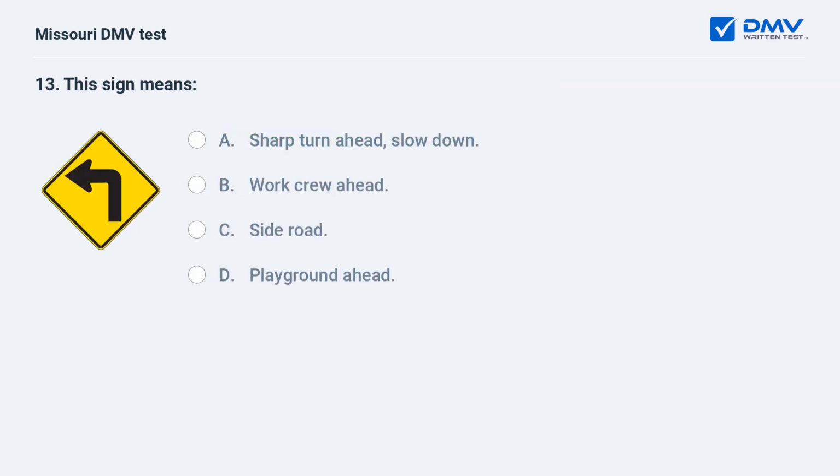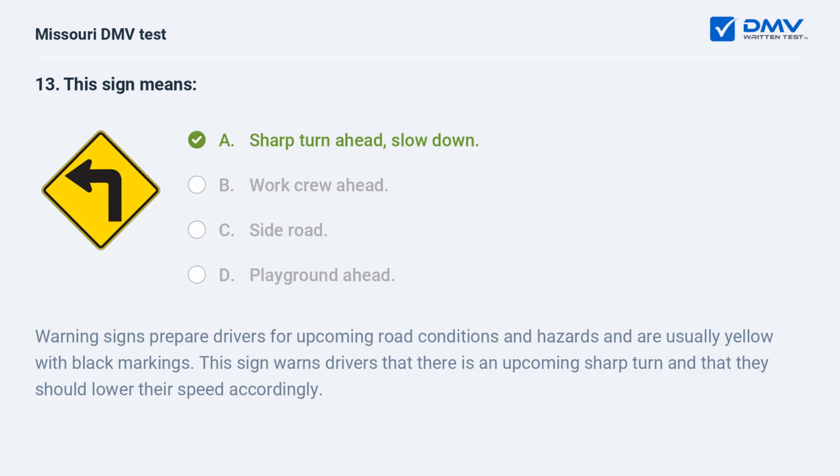This sign means A. Sharp turn ahead, slow down. B. Work crew ahead. C. Side road. D. Playground ahead. A. Sharp turn ahead, slow down.